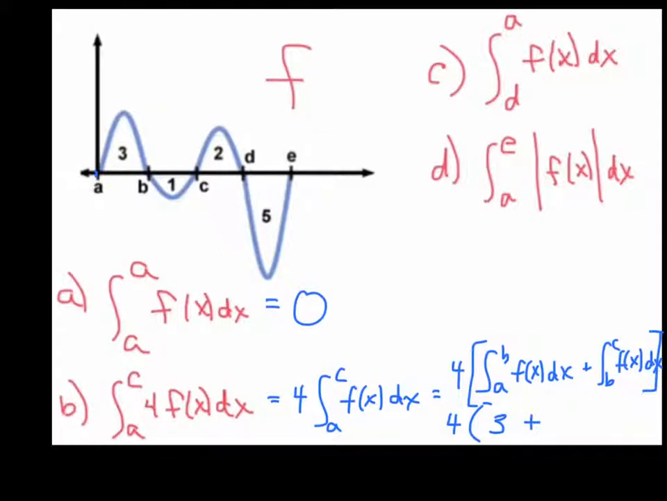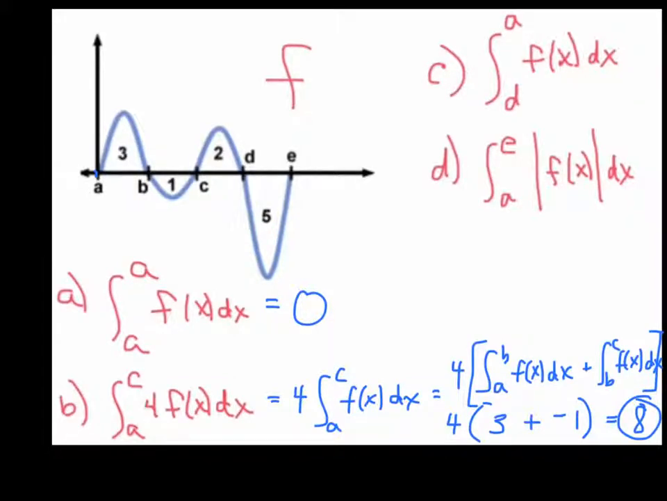Now, the integral from b to c of f of x dx, it looks like it's 1, but keep in mind, if that curve dips below the x-axis, we are going to say that that is a negative answer. So we're going to say that that's -1. So my total answer here, my integral, would be 4 times 3 plus -1, which is 2, so my answer is going to be 8.